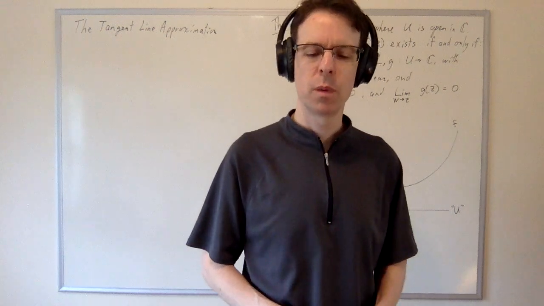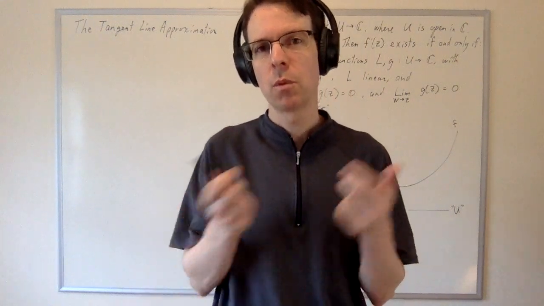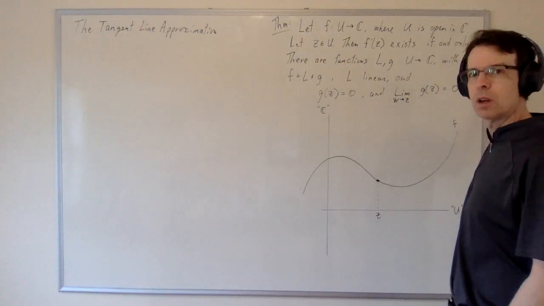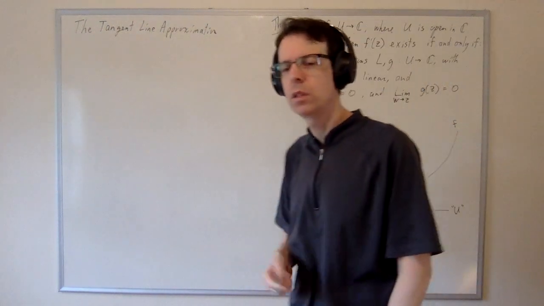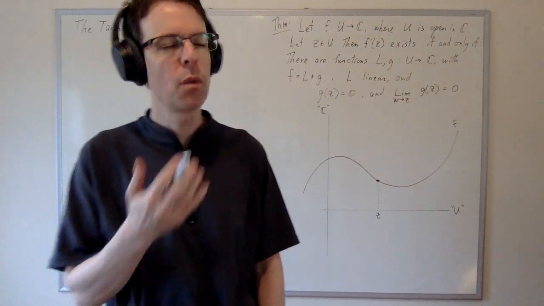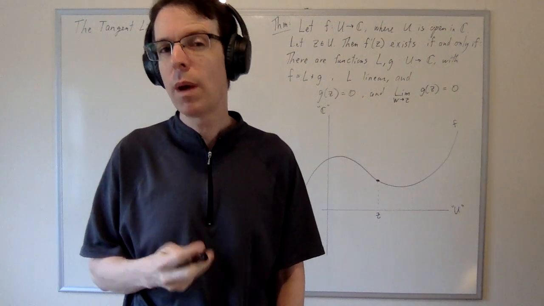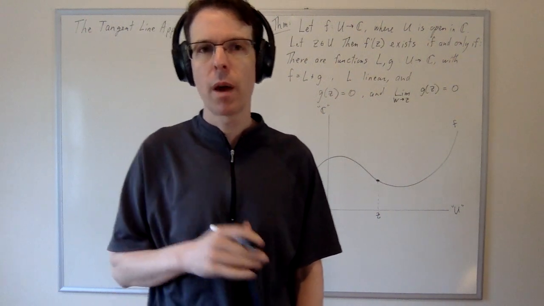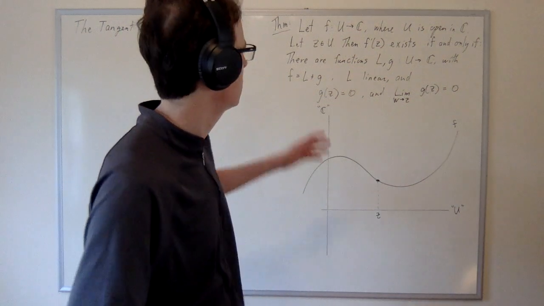Talk tangent line approximation to functions from the complex numbers to the complex numbers. So our tangent line approximation theorem looks something like this. It's an equivalence to differentiability. Basically, it says if a function is differentiable, then you may approximate it very well by a linear function, at least nearby that point where it is differentiable. So let's take a close look.